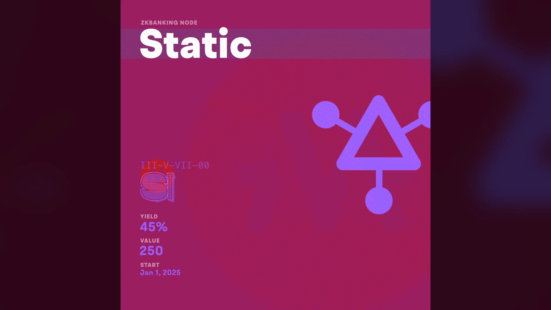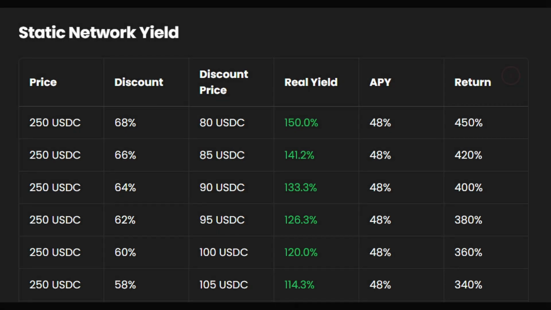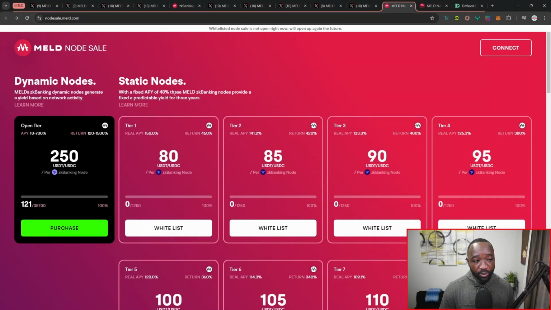Next, we have the static nodes. So the static nodes also earn rewards quarterly. However, this is based on a fixed annual yield. And again, the rewards are paid out in MELD. Now, these will run for 3 years compared to the 5 years for the dynamic nodes. And there's actually a whitelisting process that you have to undergo in order to get access to these static nodes. So we can see here that with a fixed APY of 48%, these MELD zkBanking nodes provide fixed and predictable yield for 3 years.